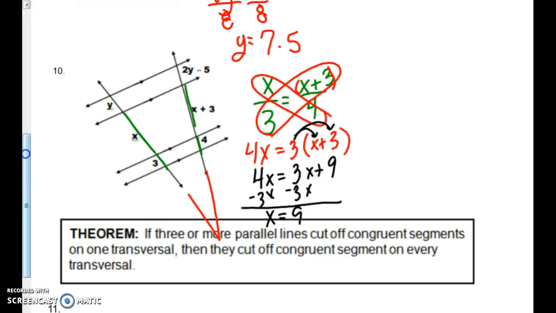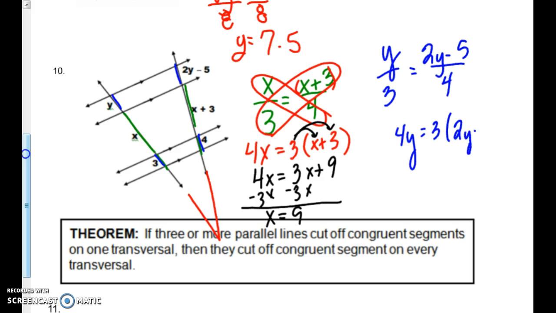And then I could go back and do the same thing, but instead of using the x's, use the y's. So I would do y and 3, 2y and 4. So y over 3, and then 2y minus 5 over 4. So that would give me 4y is equal to 3 times 2y minus 5. Distribute out. So 4y is equal to 6y minus 15.